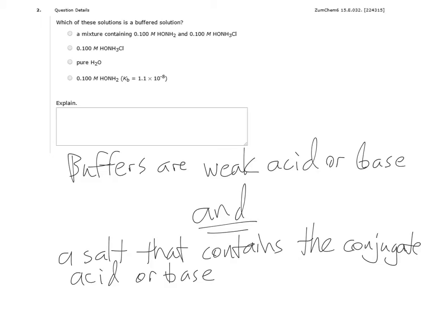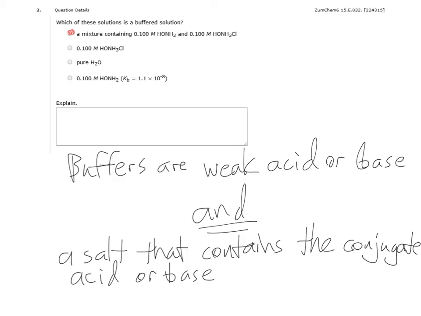So if it's a weak acid, then the salt would have to contain the acid's conjugate base. If it's a weak base, then the salt would have to contain the conjugate acid of the weak base as one of the ions in the salt. So if we look at our answer choices, the first one listed here is going to be the correct one because it contains both a weak base and a salt that contains the conjugate acid of that weak base. HONH3 would be the conjugate acid of HONH2. So that would be the correct one.